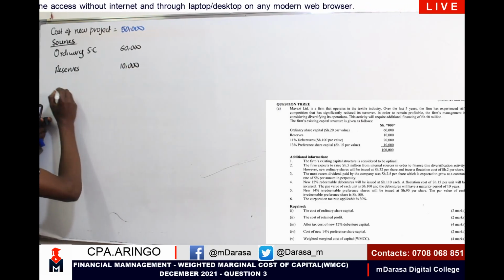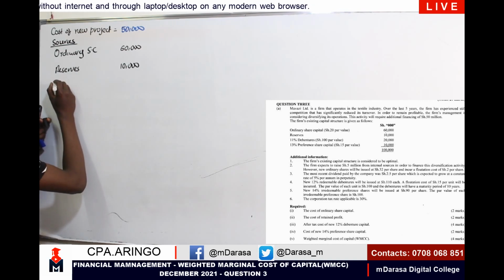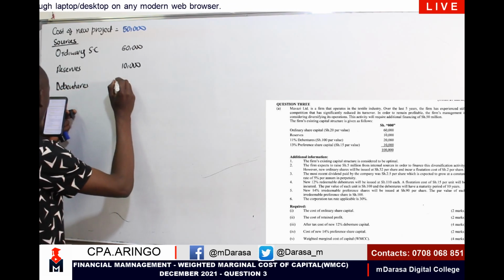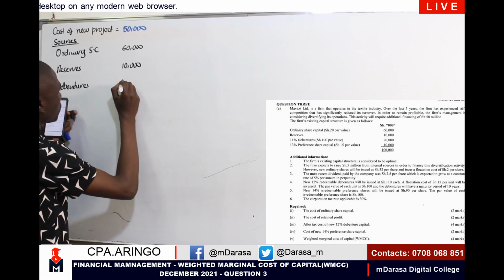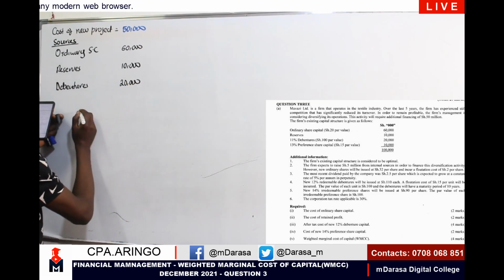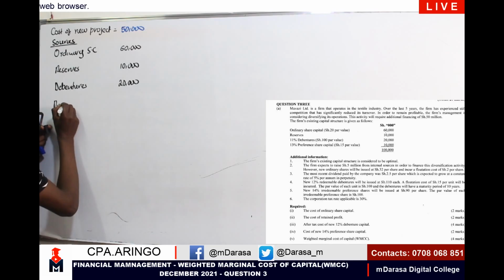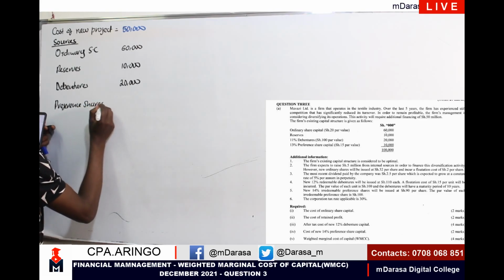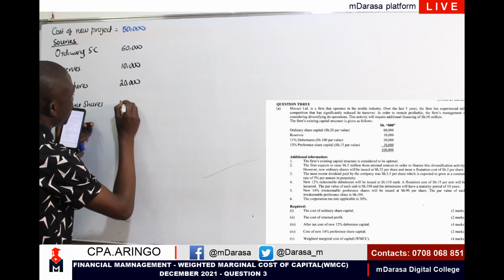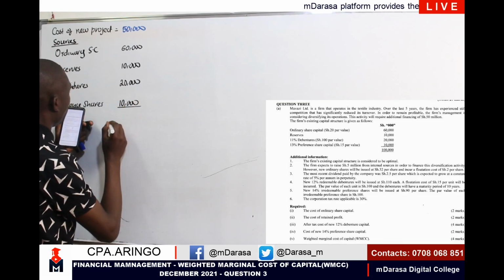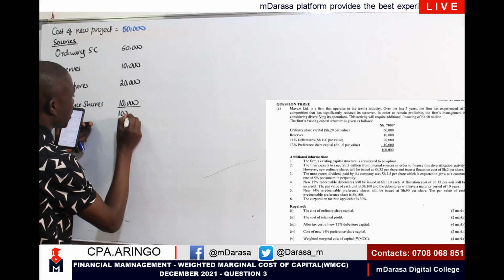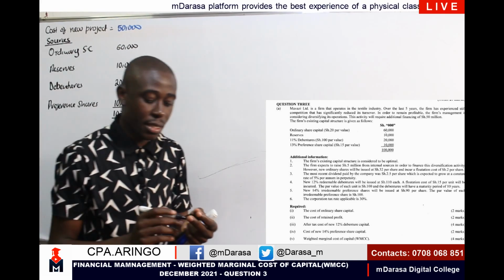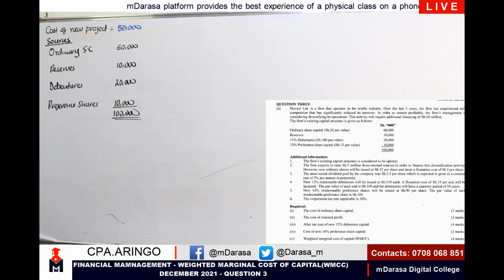Then we're having 11% debentures, so I'm having debentures, and you're given a figure of 20. Then I'm having preference shares, and I'm given a figure of 10. So that the total of all this is 100,000. That is what our good examiner has given us here. This is our existing capital structure.